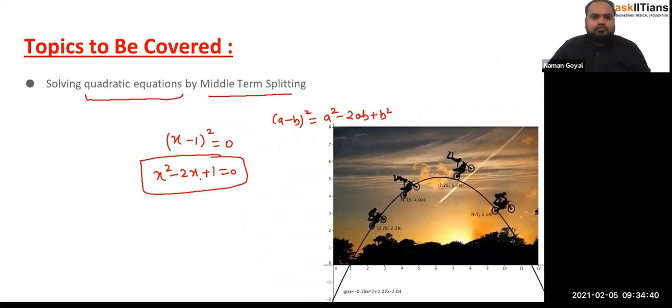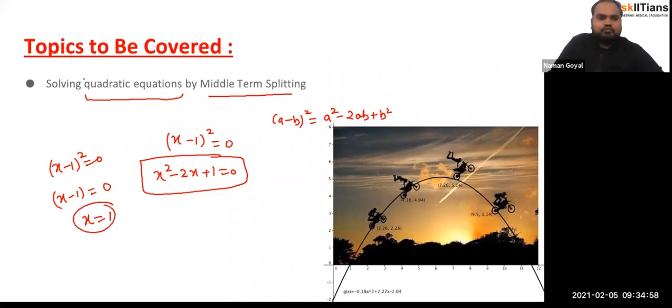Okay, so if you see the quantity (x minus 1) square is 0, then what is the value of x? x is equal to 1. See, if this quantity square is 0, it means this quantity is 0. So if x minus 1 is 0, then the value of x is 1. So solving a quadratic equation is to find the value of that variable which satisfies that equation. Are you getting my point?